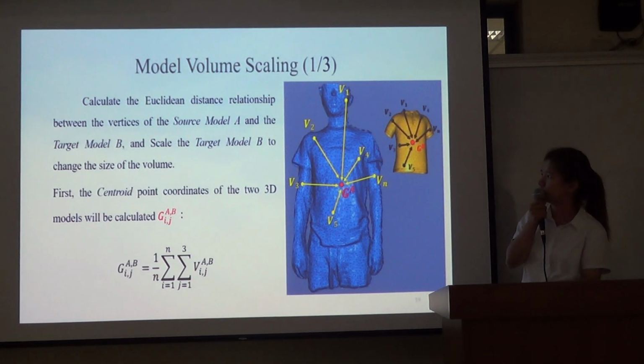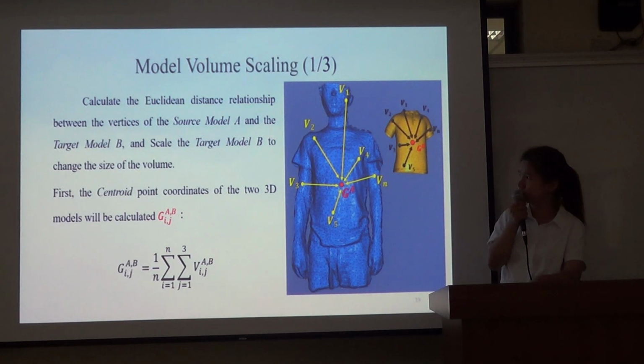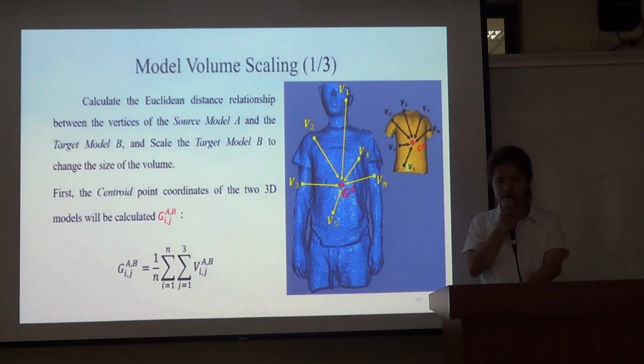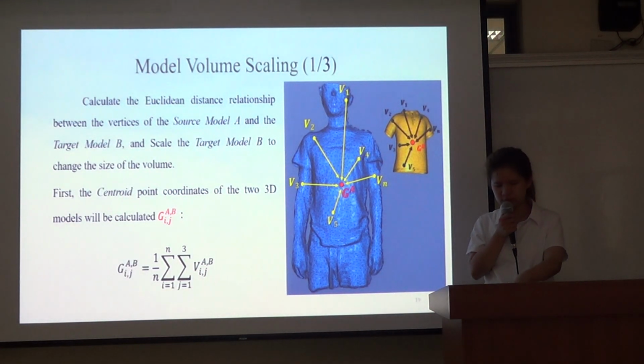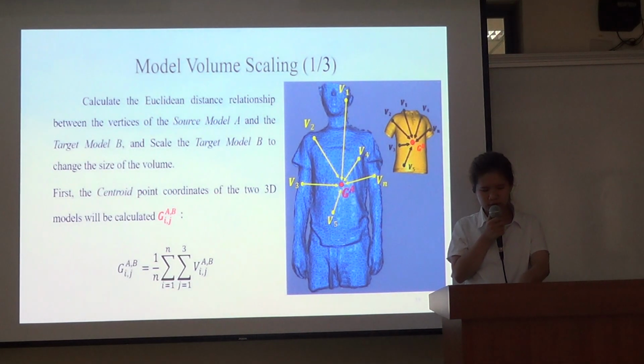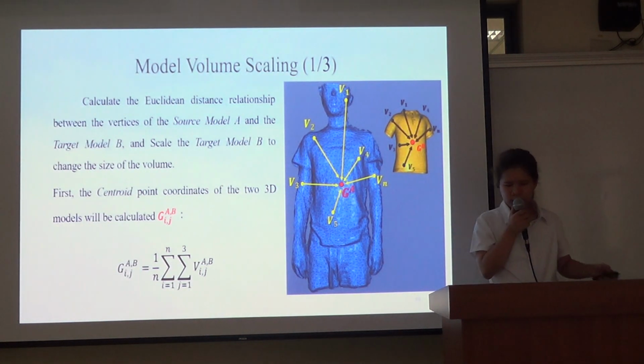Calculate the Euclidean distance relationship between the vertices of the source model A and the target model B, and scale the target model B to change the size value. First, the central point coordinates of the two models will be calculated.